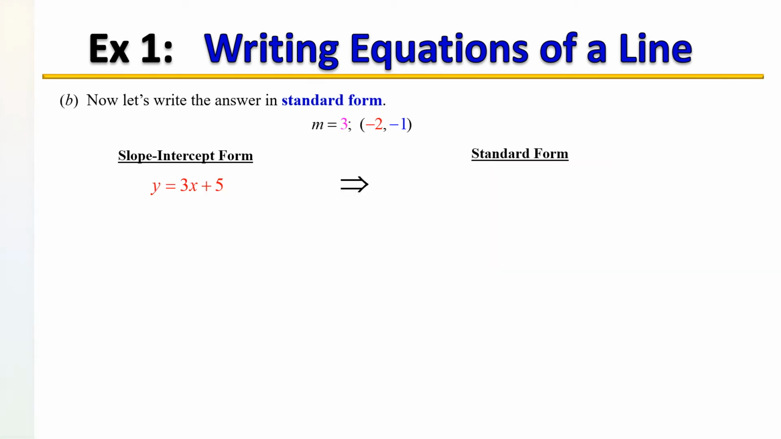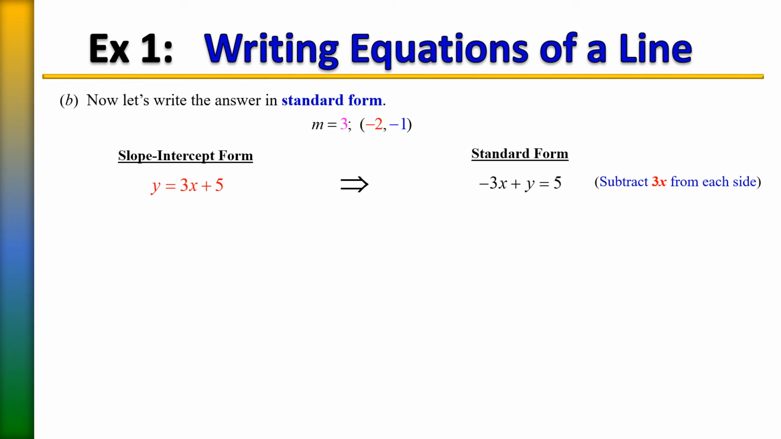Now, what if you were asked to write this equation in standard form? Recall, standard form is where x is first, then y, and then the number, the constant, is on the side by itself. So all we need to do is to move 3x from the right side and move it over to the left side. And to do that, we're going to have to subtract 3x from each side.